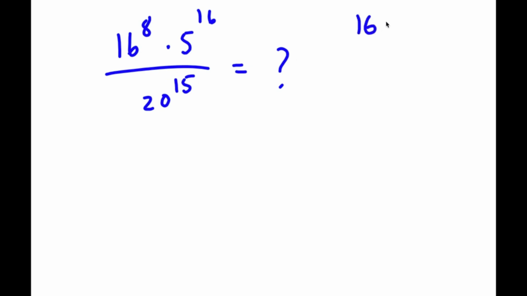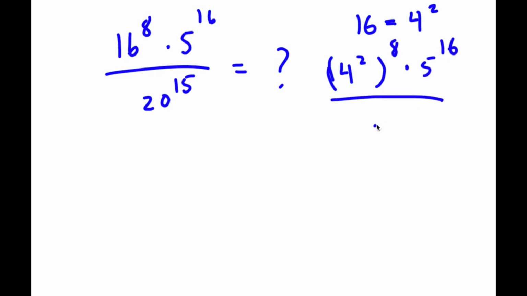Now 16 is the same thing as 4 squared. So now I'm going to replace 16 with 4 squared. I'm going to substitute in 4 squared. So now I have 4 squared to the power of 8 times 5 to the power of 16 divided by 20 to the power of 15.